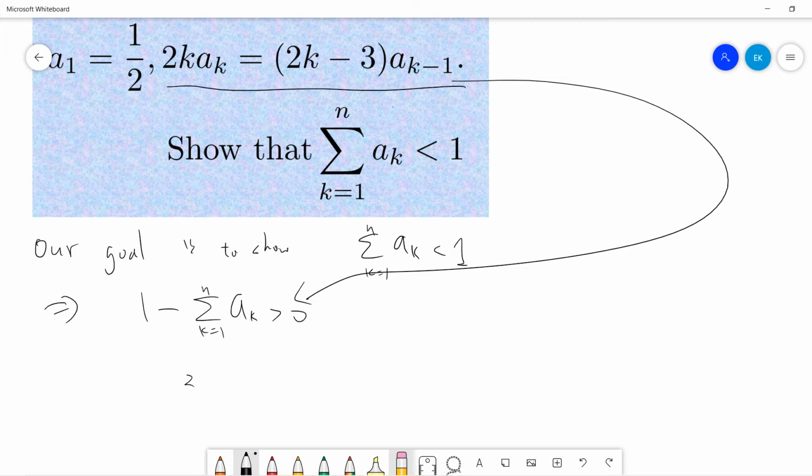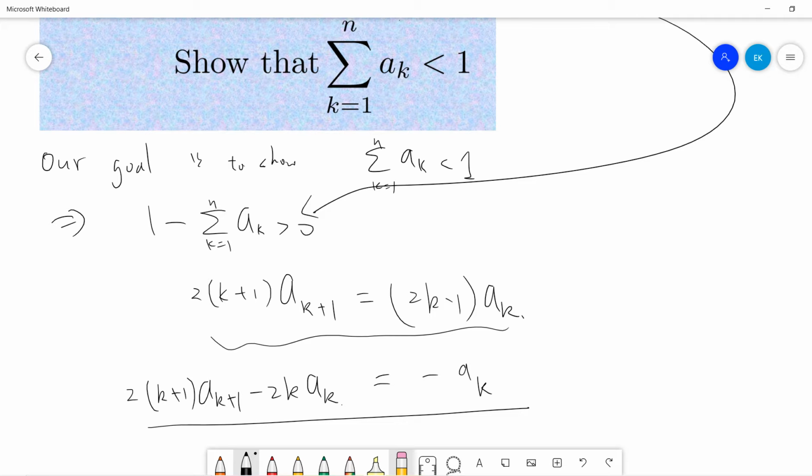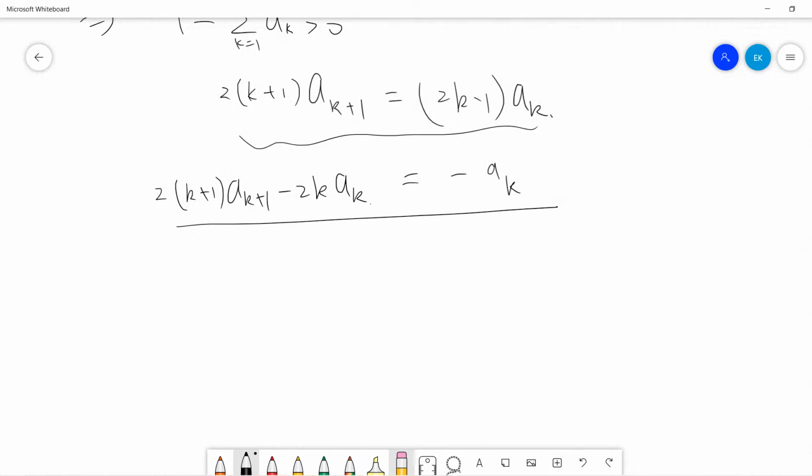So let's say I change k to k plus 1, so I will get this. And we need to get a_k, right? So let's do a trick: minus a_k will equal (2k plus 1) a_(k plus 1) minus 2k a_k. Then, this is our key point.